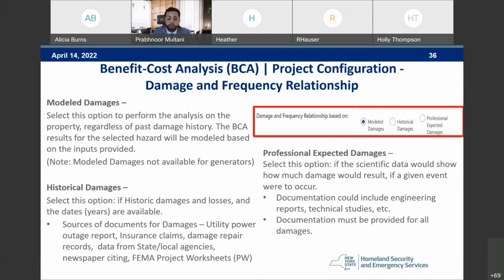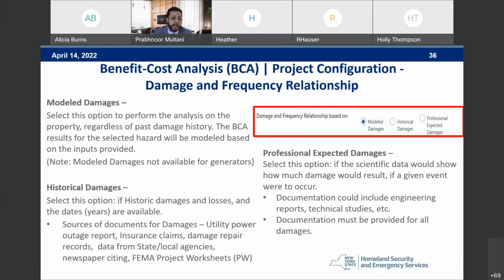And after you have the project configuration and the cost estimation, it's also going to ask you for the damage and frequency relationship. There are three options. We have model damages, historical damages, or professional expected damages. Now, model damages may not be available for all mitigation action types, but for a few, such as roof diaphragm retrofit, you will be able to use this.